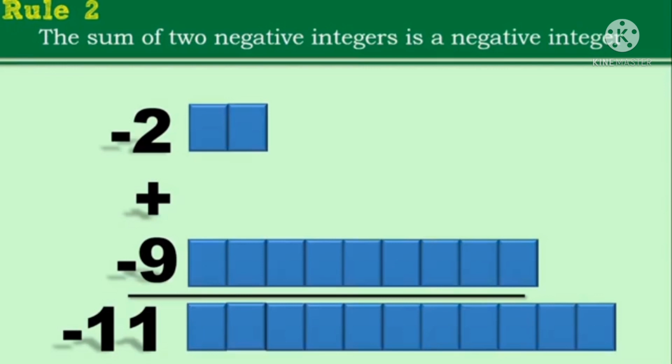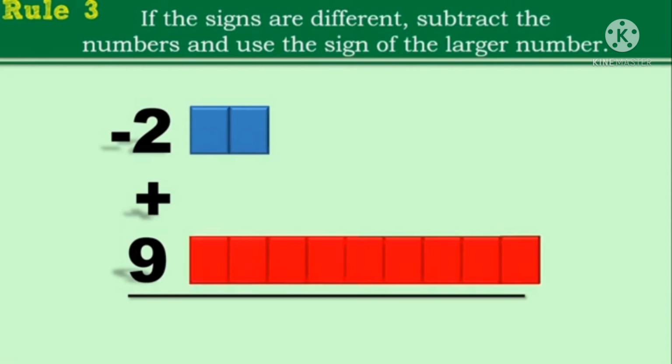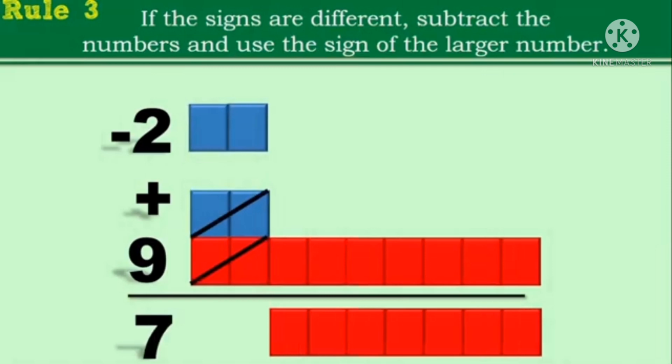Were you able to follow? Okay, rule number 3. What if only one is negative and the other one is positive, meaning they have different signs? Rule number 3 states that if the signs are different, subtract the numbers and use the sign of the larger number. Again, if they have different signs, like -2 and 9, to get the sum of the integers, you subtract the numbers and use the sign of the larger number. So let's use -2 in blue and 9 in red, similar to earlier. You subtract, and the result will be red since that is the sign of the larger number. In this example, 9 is larger than 2, thus we follow the sign of +9. So the result is +7.